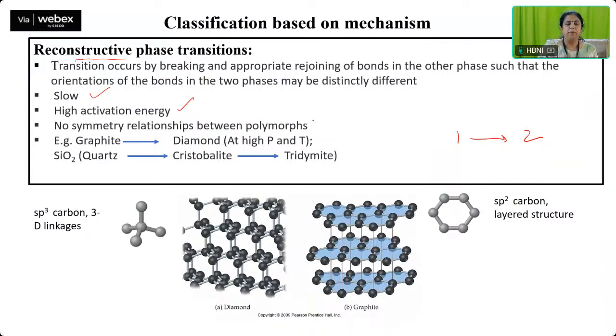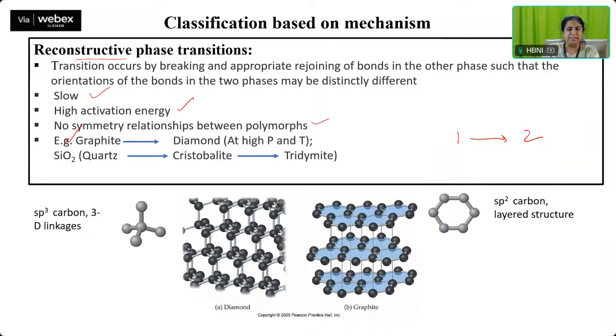And also, because you have broken the bond and then reformed a new bond, it is not essential that the two polymorphs will have any symmetry relationship between them. For example, the biggest and simplest example of reconstructive phase transition is the phase transformation from graphite to diamond at high pressure and temperature.